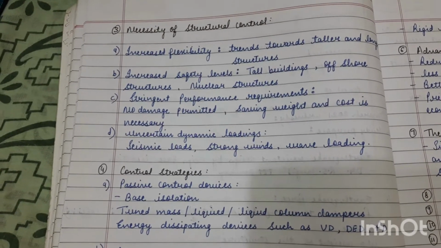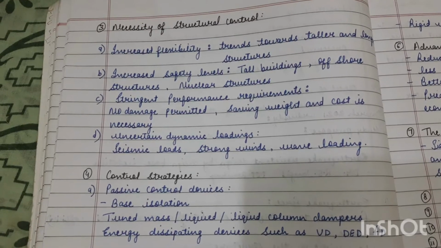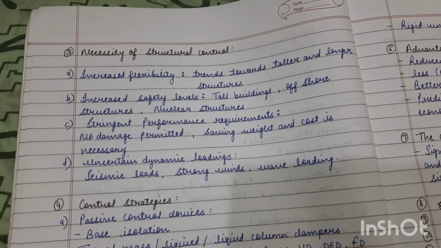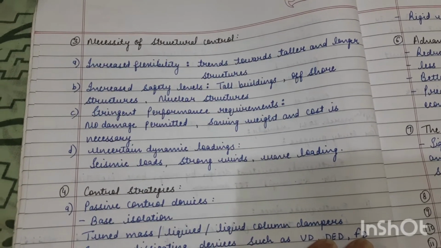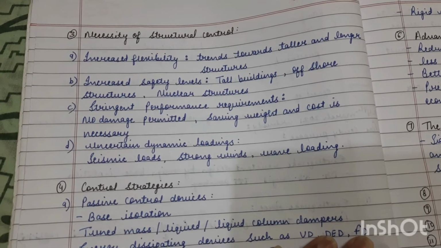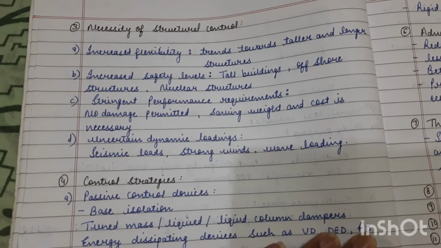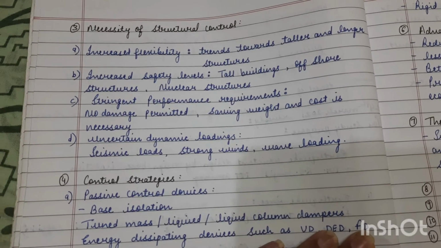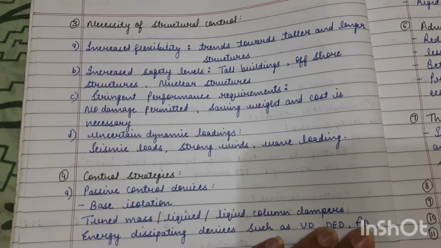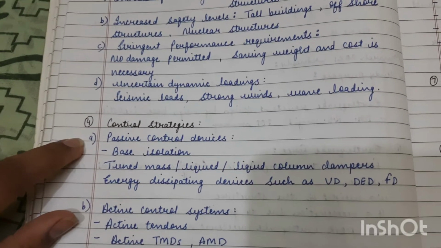Necessity of structural control: increased flexibility, trends towards taller and larger structures, increased safety levels, tall buildings, offshore structures, nuclear structures, stringent performance requirements, no damage permitted, saving weight and cost is necessary, uncertain dynamic loading, seismic loads, strong winds, wave loading. Control strategies: passive control devices.